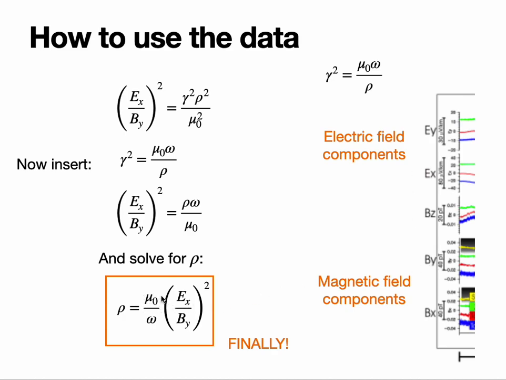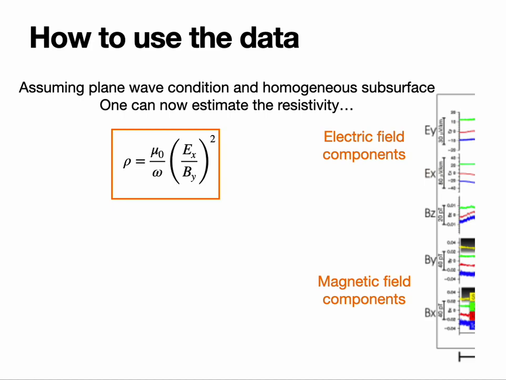So this means that if you know Ex and By that you measure on the field, this value is known, it's the permeability of the vacuum. And if you know something about the wave angular frequency, you can deduce the resistivity value. So that's, of course, for the case of a plane wave condition and a homogeneous subsurface. These assumptions are to be kept in mind.